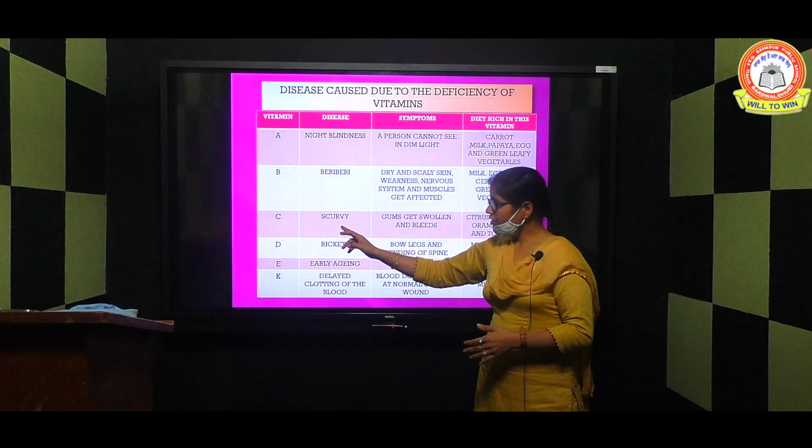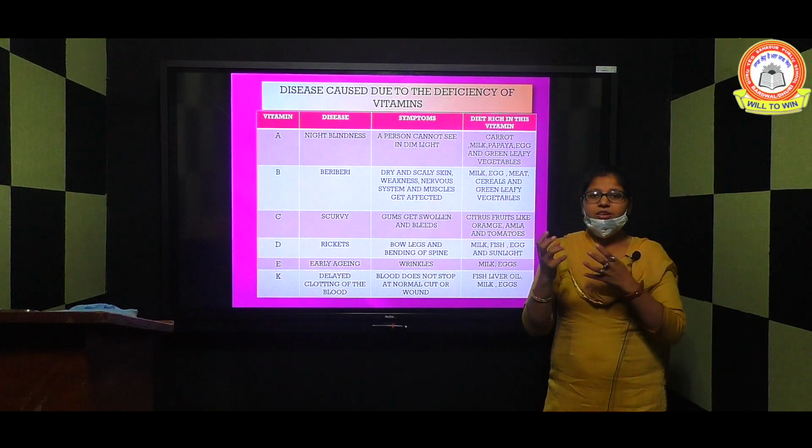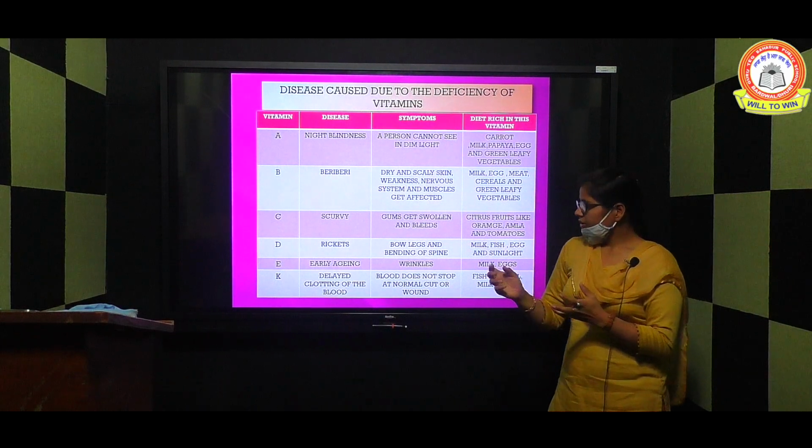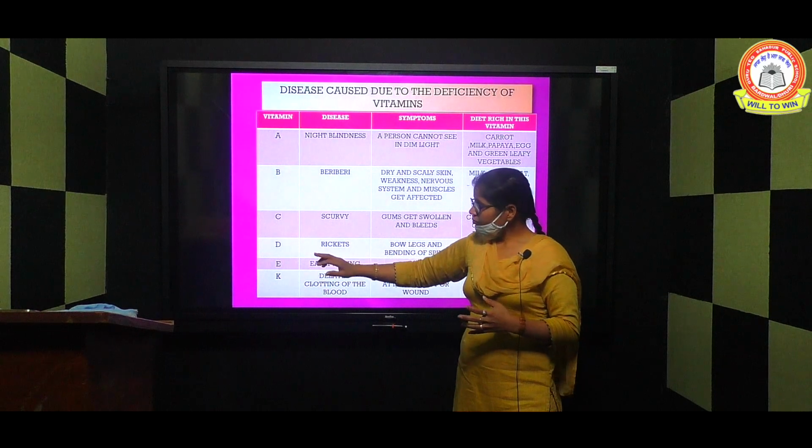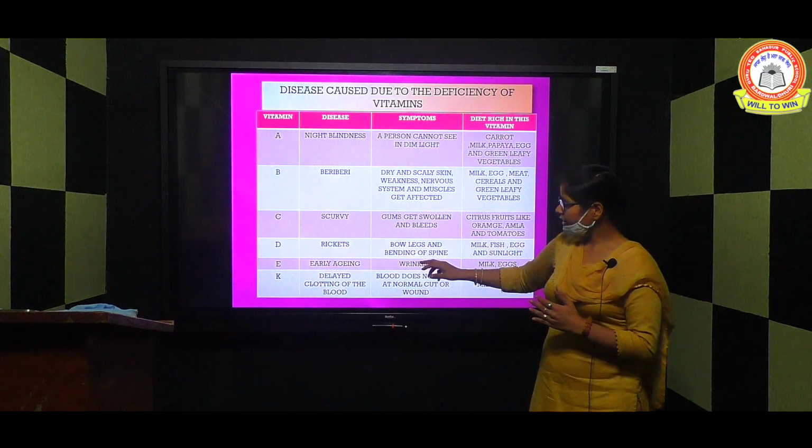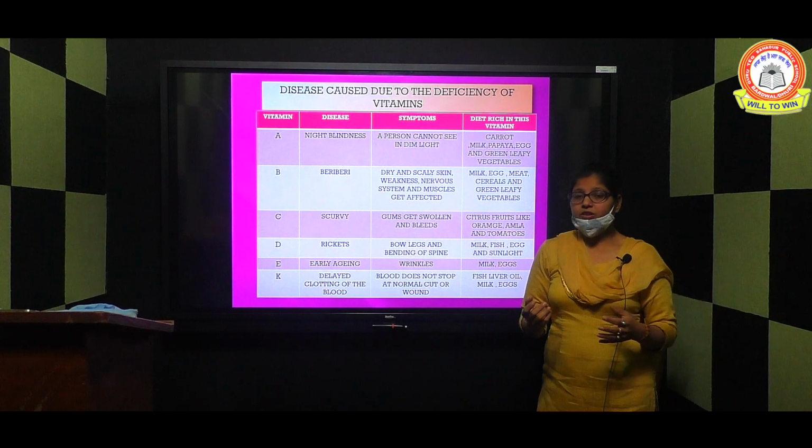Then vitamin C causes scurvy. Your gums start bleeding. Then the next vitamin is D. Vitamin D deficiency causes rickets. Rickets means bow legs and bending of the spine.